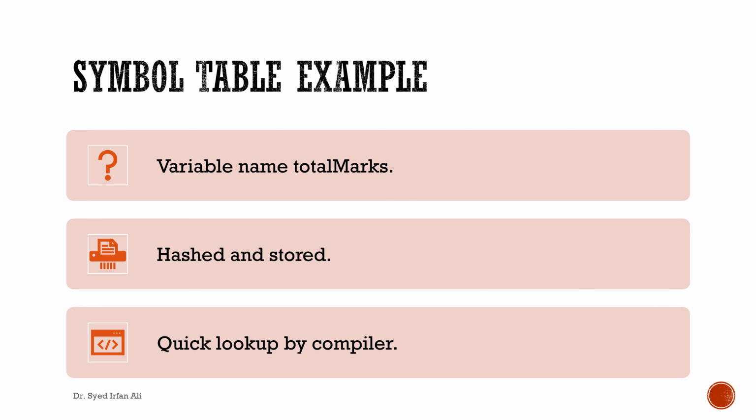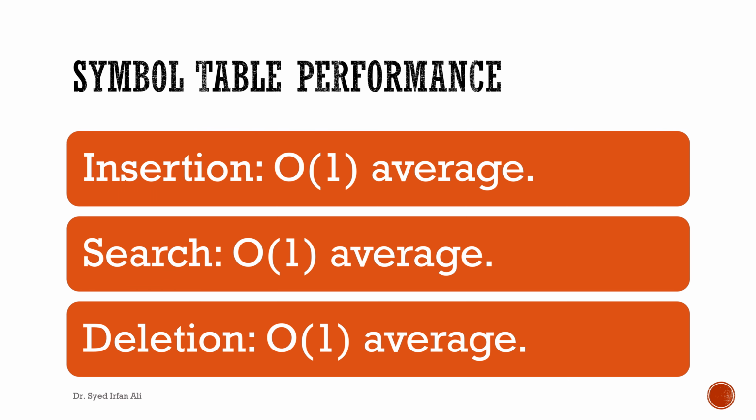For example, when the compiler encounters a variable named total marks, it hashes the name and stores it in the symbol table. Later, whenever total marks is used, the compiler quickly checks whether it is already declared or not. This improves compilation speed. Because of hashing, symbol table operations like insertion, search, and deletion take O(1) average time. That is why hashing is preferred in compilers.